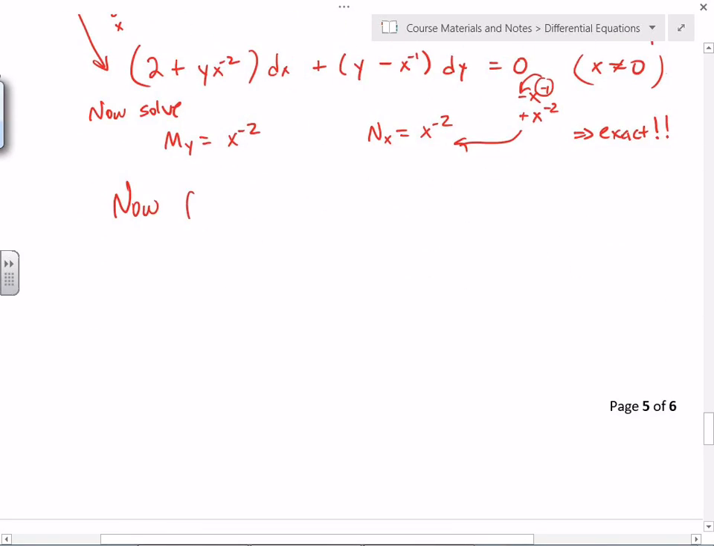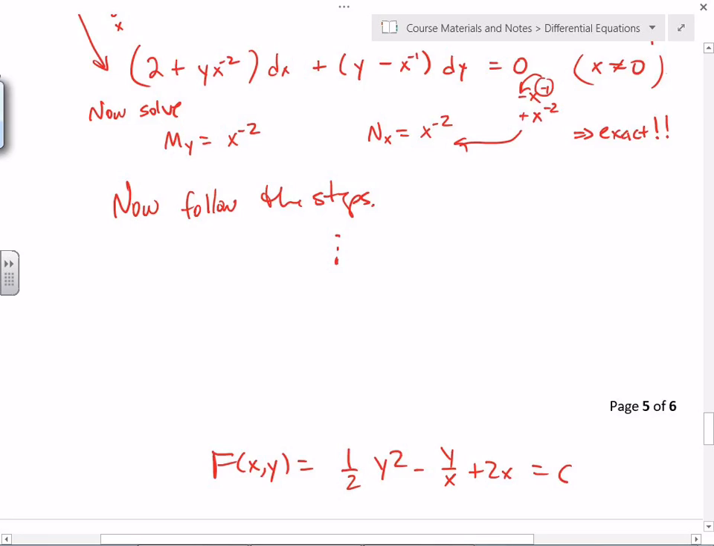Now, follow the steps. Dot, dot, dot. I'm going to write the answer and say that's 1/2 y squared minus y over x plus 2x equals c. When all is said and done, that's what you get.